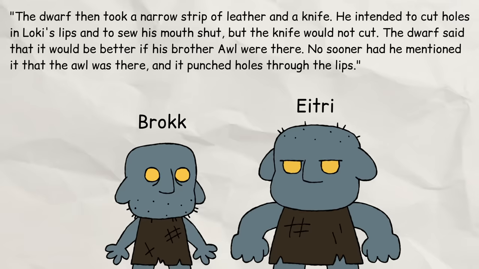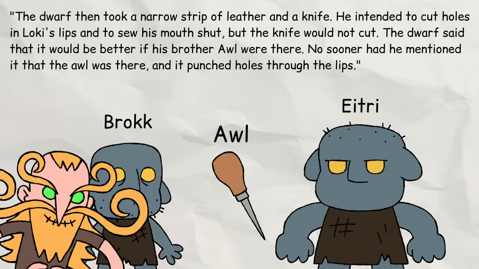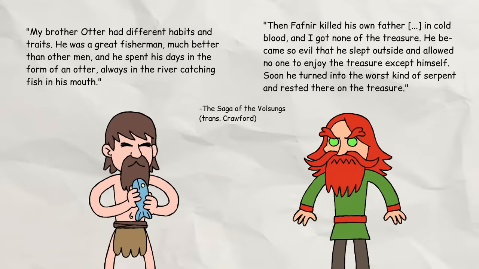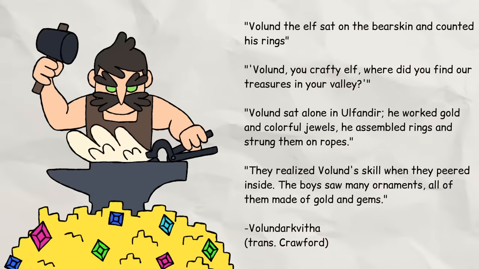In the Prose Edda, Brokk and Eitri, the dwarves who made Thor's hammer, have a third brother named Awl, who's literally an awl, a simple tool used for leather and woodworking, and they use him to stitch Loki's mouth shut. In the Saga of the Volsungs, there are multiple dwarves who appear to be humans, but who have the ability to transform into animals. We even see the lines between dwarves and elves become blurred. In the Eddic poem Volundarkvitha, the main character Volund is explicitly described as an elf, yet his defining trait is his skill as a craftsman and inventor, which is typically something you'd expect from a dwarf.